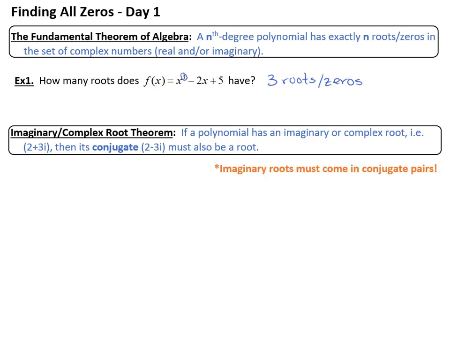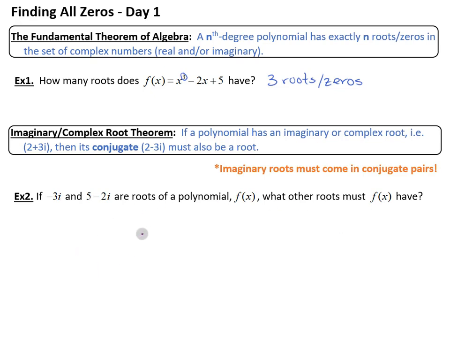Essentially what this is telling you is that they only come in pairs. If you have an imaginary root, its conjugate is also a root. Otherwise, it's not a polynomial. So our imaginary or complex roots have to come in these conjugate pairs. So I can't have 1 imaginary root or 3 imaginary roots because they only come in pairs. So we can only have an even number of imaginary roots.